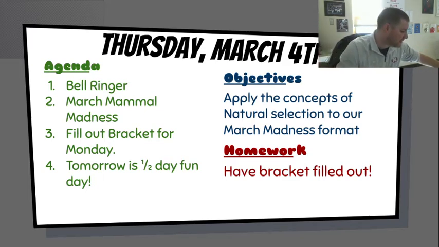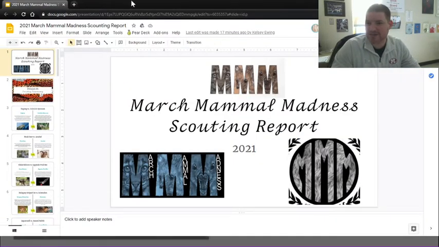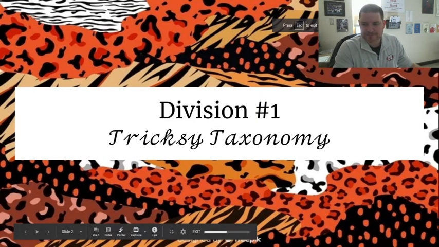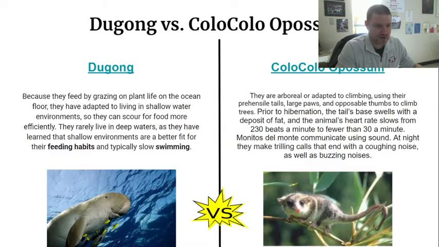And then, because you're probably not familiar with these animals, Mrs. Ewing and I have put together a little scouting report with some of their key adaptations to help you better decide on what animal is going to win. And also, so you know what some of these animals look like, because there's some weird animals going on with it. So also in the folder is this 2021 March Mammal Madness scouting report put together by Mrs. Ewing and I. We've got each division broken out, and then your matchups.